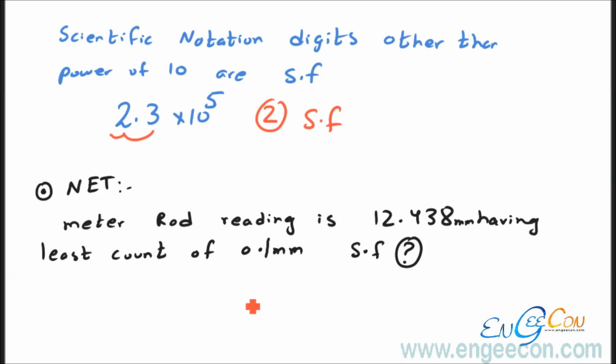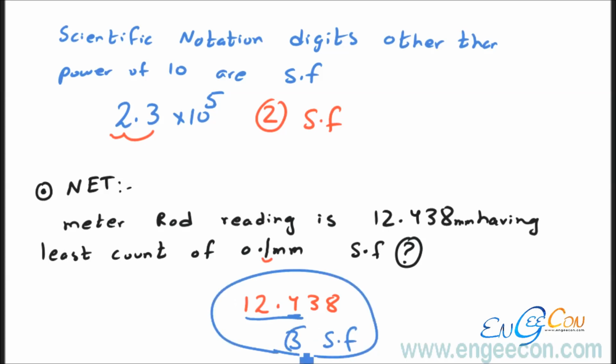So we know that the reading is 12.438, but the question arises, how many significant figures are present in the reading? As we have only one digit after the decimal, similarly we mark the one digit after the decimal, and we have three significant figures in the reading.